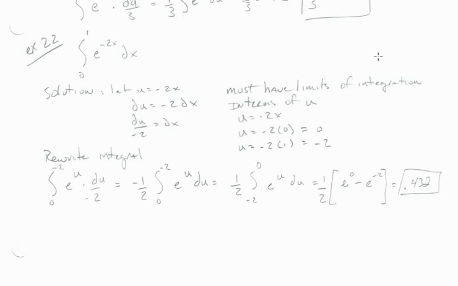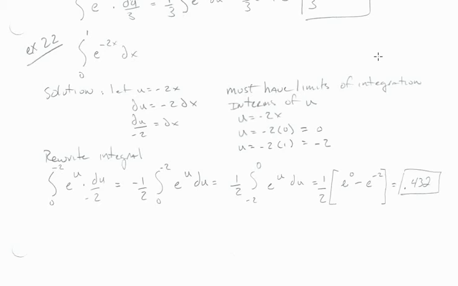Let's look at example 22. A little different on this one. Now we've got some limits of integration. Okay, so we're going to take the limit from 0 to 1, or not the limit, I'm sorry. Well, we have limits of integration, yes. We're going to take the integral from 0 to 1 of e to the minus 2x dx.